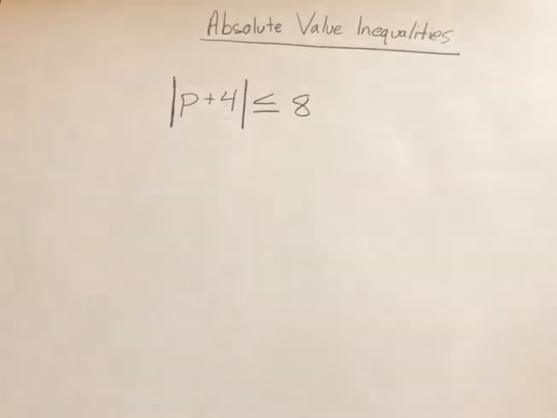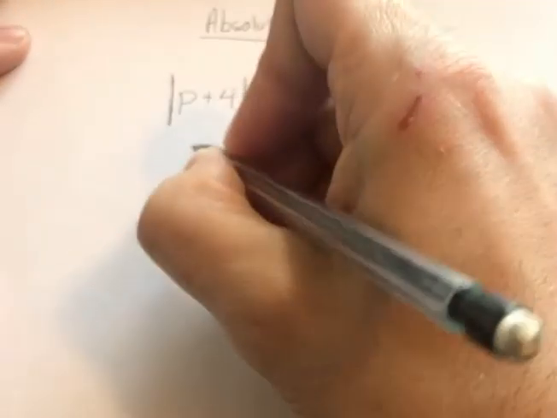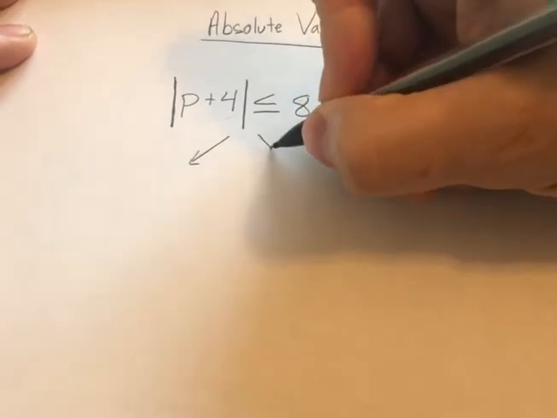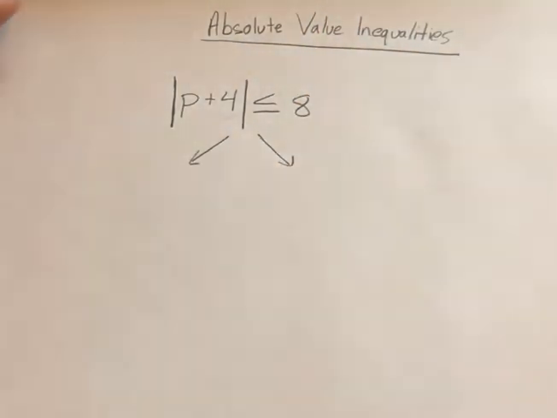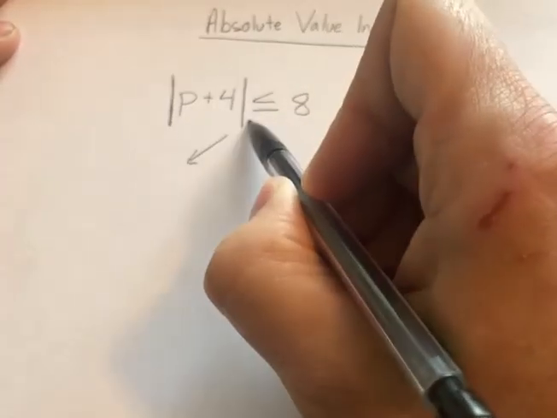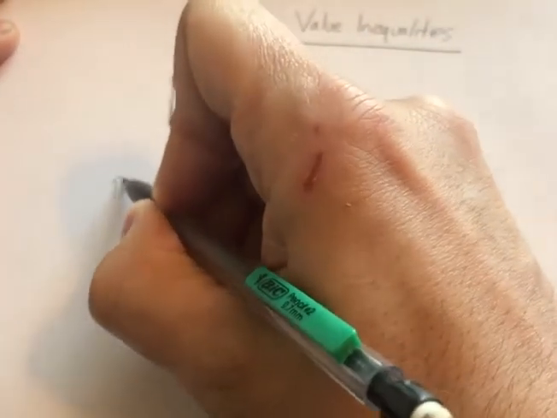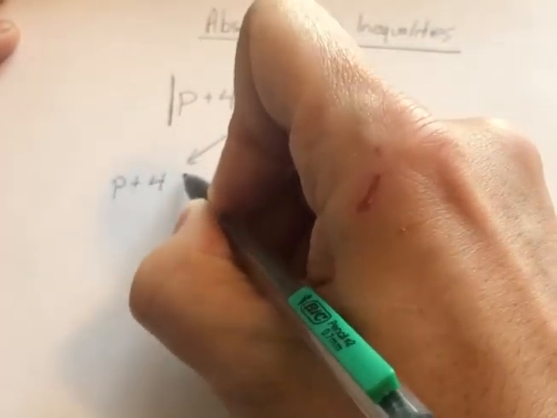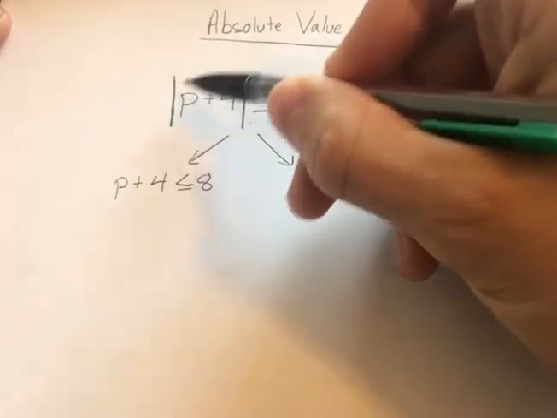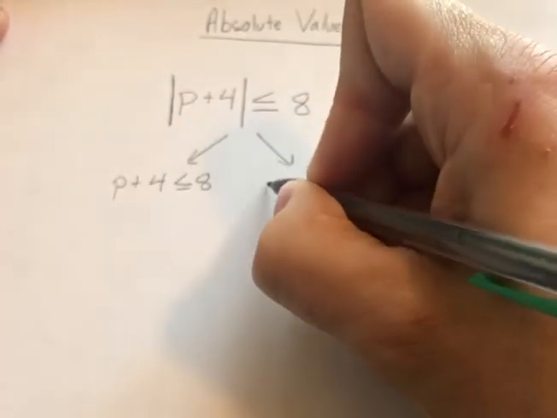So here we go. To start solving absolute value inequalities, I'm going to draw two arrows coming from the problem because with absolute value, there's two answers. So what we need to do is write exactly what we see up here without the absolute value lines. P plus 4 is less than or equal to 8. And then on the other side, we're going to write everything that we see inside the absolute value.